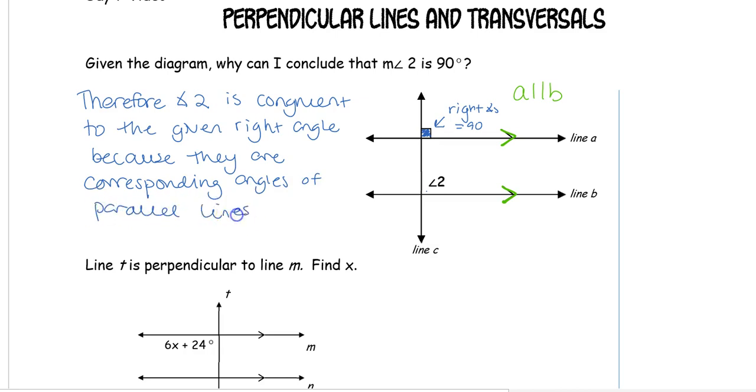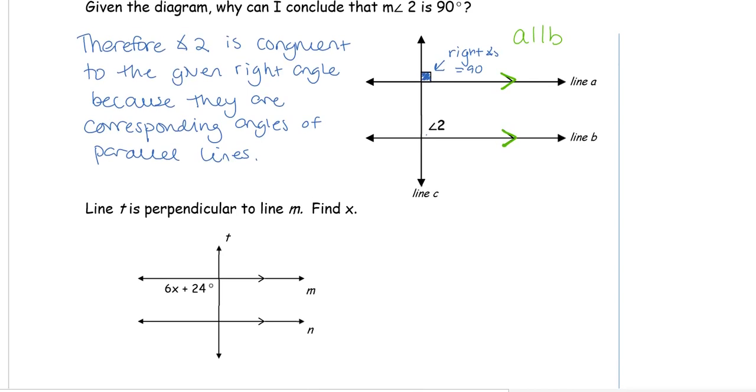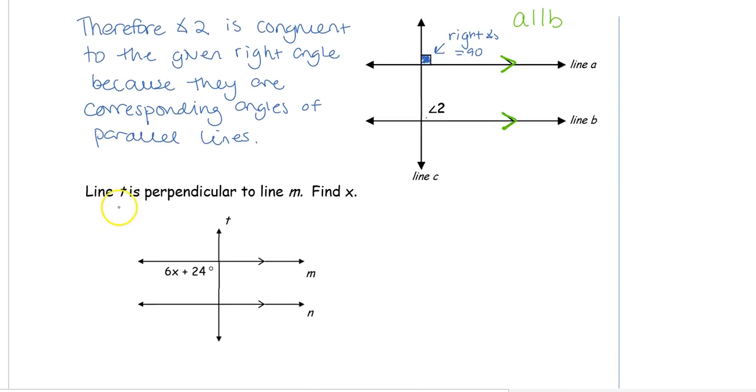Now remember, if the lines weren't parallel, they would still be corresponding, they just wouldn't be congruent. So the alternate interior, all of those relationships exist whether the lines are parallel or not, but if they're parallel, we get that congruent relationship, we get that supplementary relationship. So let's look a little bit more into perpendicular.